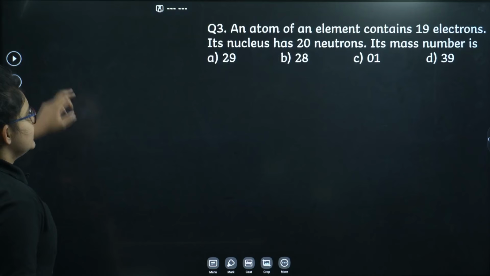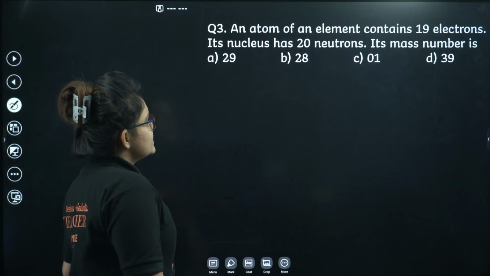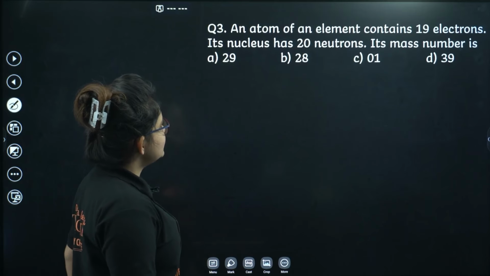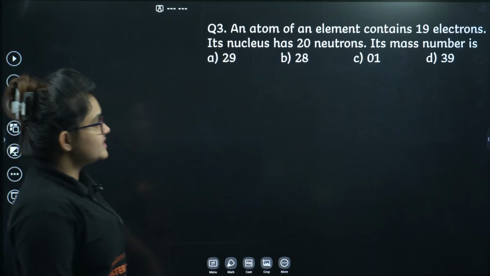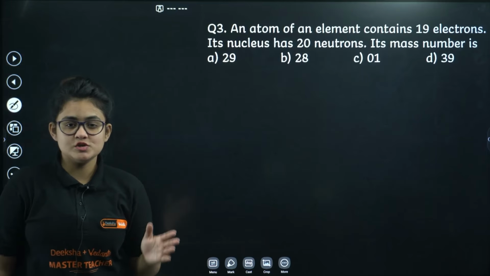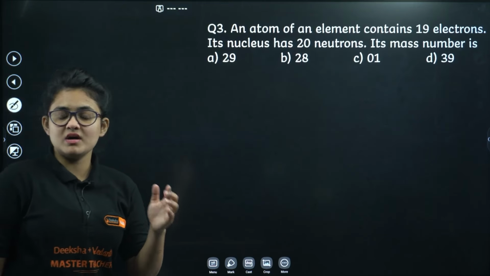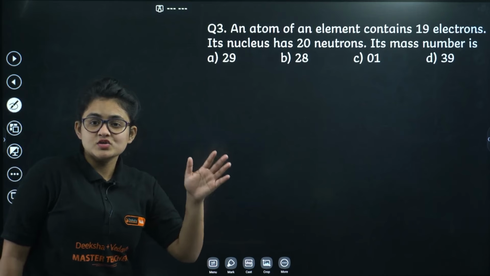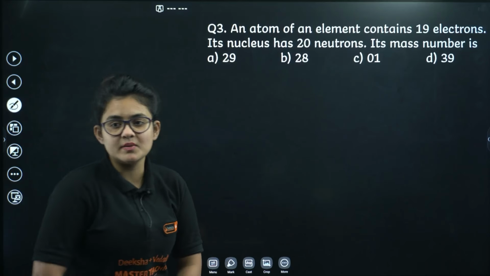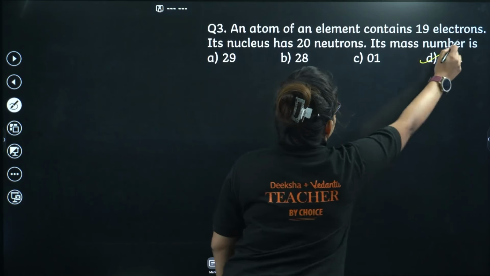Let's proceed. An atom of an element contains 19 electrons, and its nucleus has 20 neutrons. Its mass number? Okay, so the numbers of electrons and protons are similar. So 19 electrons means I'm having 19 protons as well. So 19 protons plus 20 neutrons will give you the mass number. So that is basically 39, right?